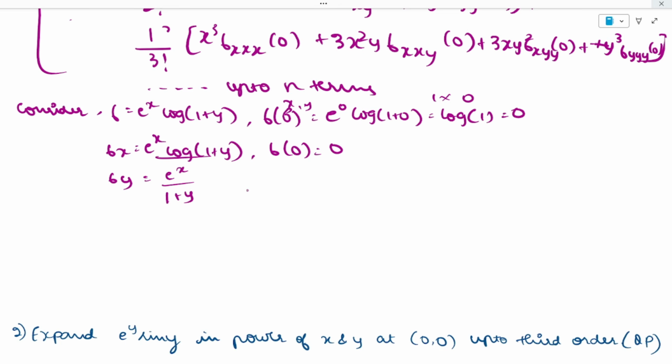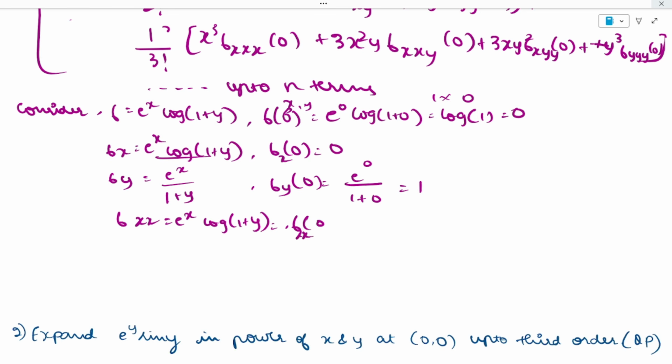Now if you substitute f of 0, that means x, y as 0, e power 0 divided by 1 plus 0 will give you 1. E power 0 is 1, and 1 divided by 1 is 1. Next is f x x, that means with respect to x. Again e power x, and if you differentiate, again it will give you 1 plus y. Now f x x of 0 will again be 0.